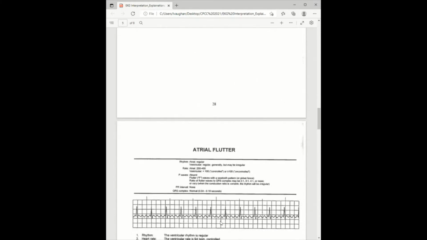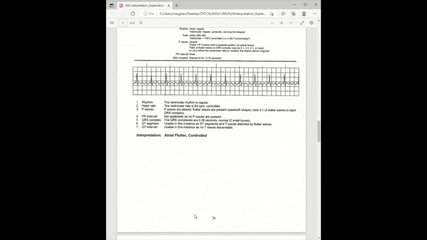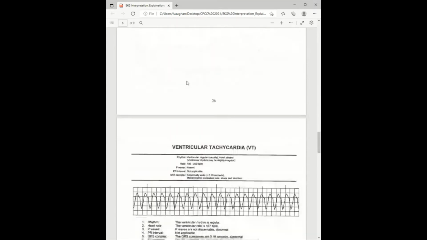Atrial flutter. So we have that really distinct sawtooth pattern with atrial flutter. With atrial flutter, the patient might say, I kind of feel palpitations sometimes, but other than that, it's not really bothering me. In that situation, they still need to be seen by a medical provider, even if they have no other symptoms besides that occasional palpitation. So the main thing with atrial flutter is that very distinct sawtooth pattern. And even if the patient's only symptom is that palpitation, they still need to be seen by a medical provider.